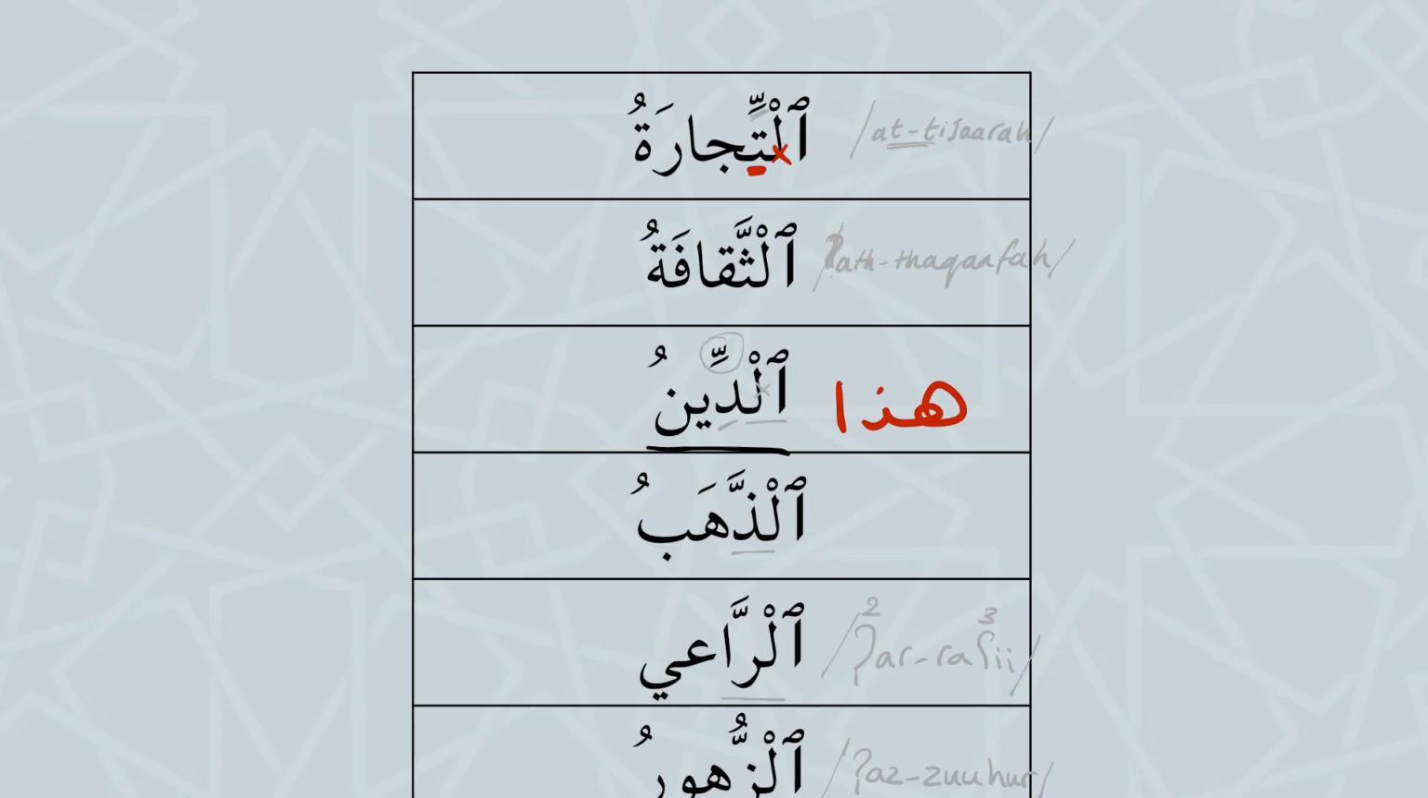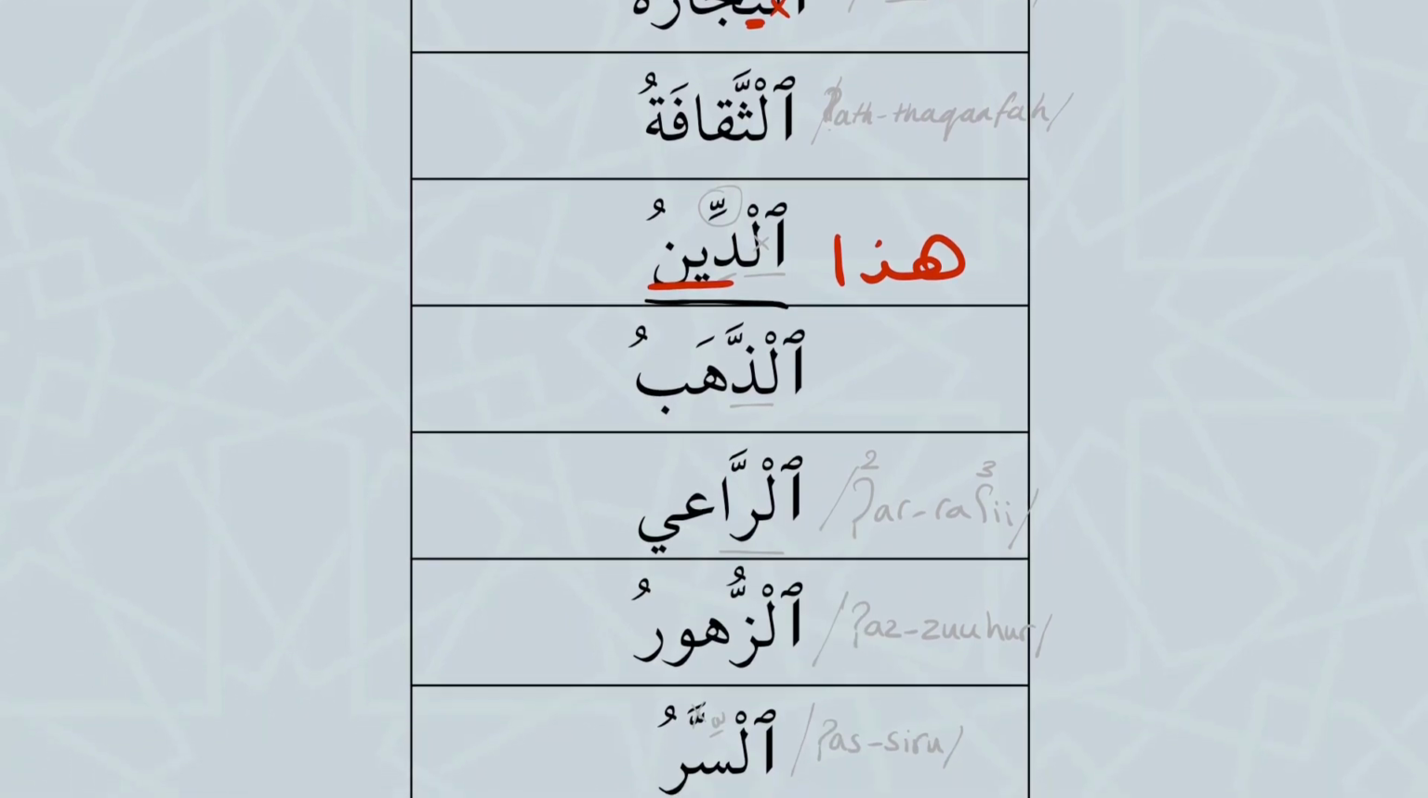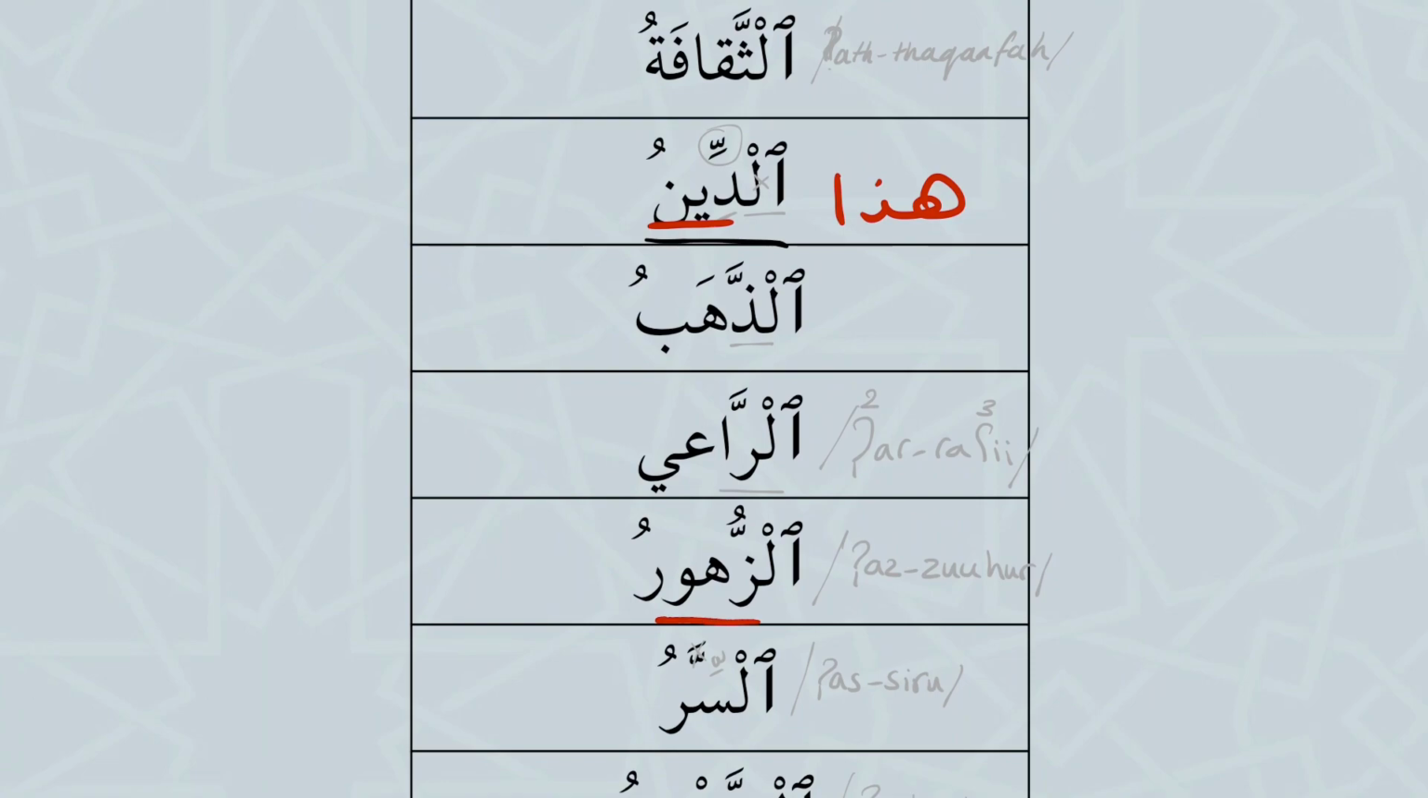هذا الدين. The whole al-ta'rif and its wasla, the hamza of wasla or wasl, are completely gone. I would just read هذا and then start with the deen. هذا الدين. هذا الذهب. هذا الراعي. هذه الزهور.